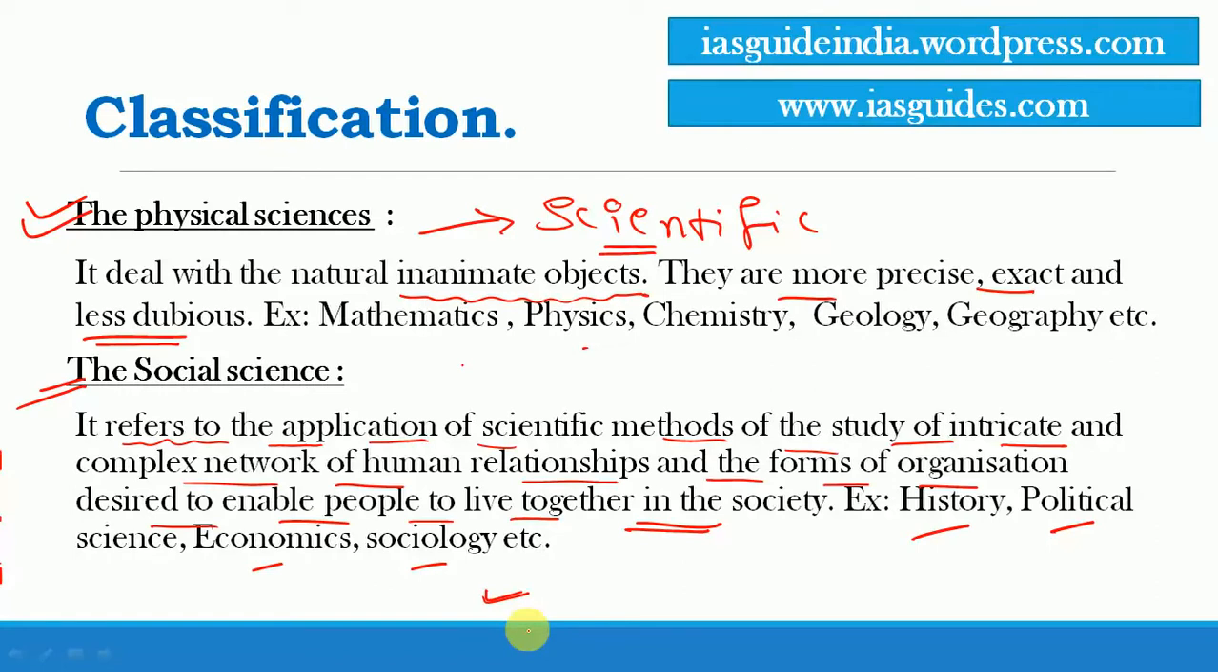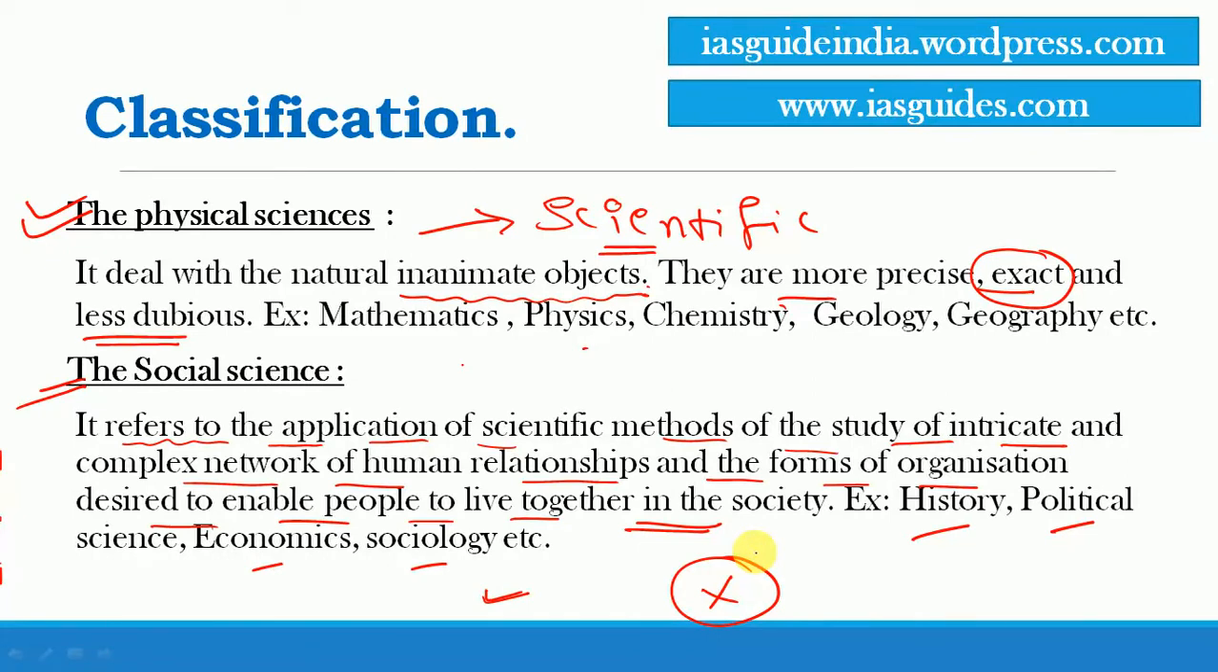Social sciences are less exact. It is not as exact as physical science. We said the physical sciences are more exact, but that is not the case in social science. It is less exact in social science. Predictions are not as exact.